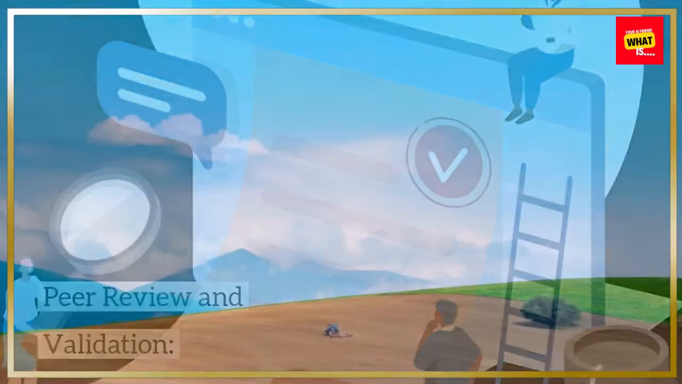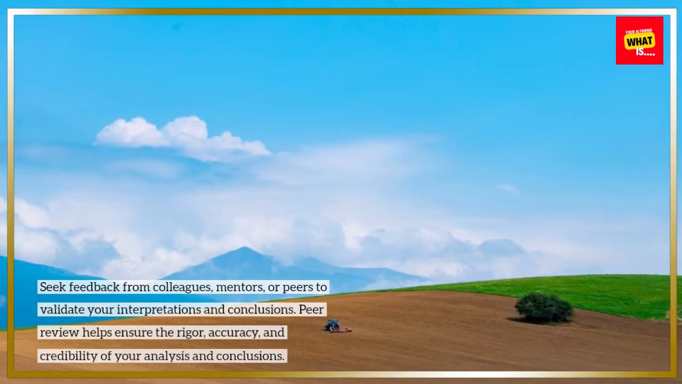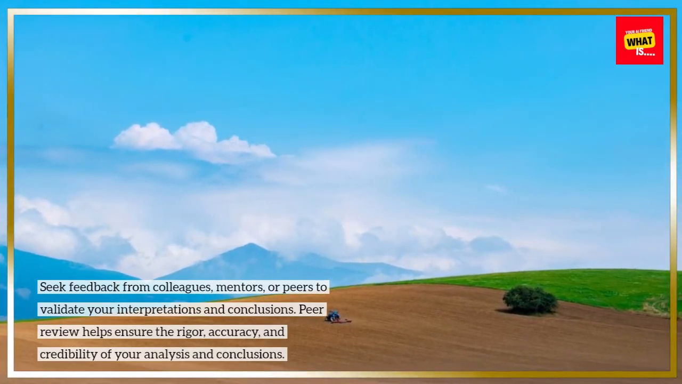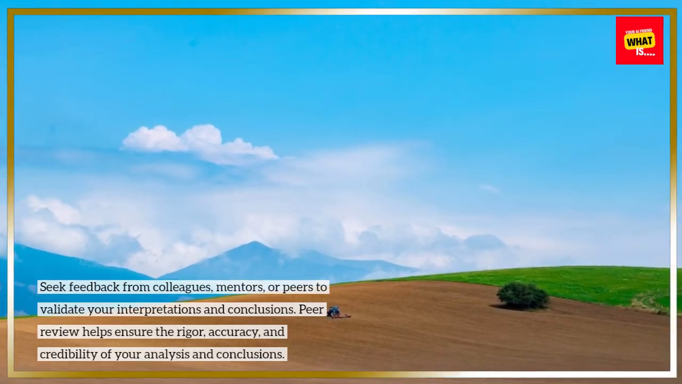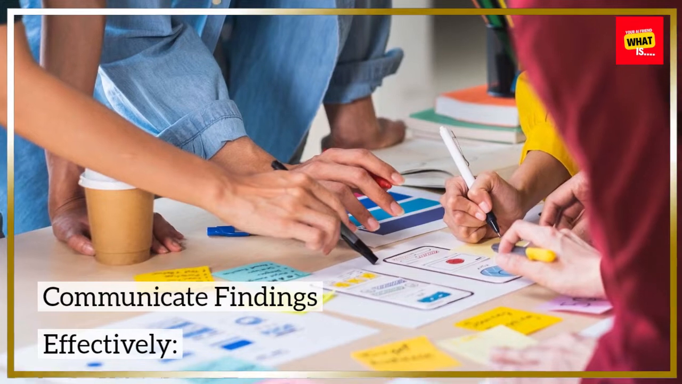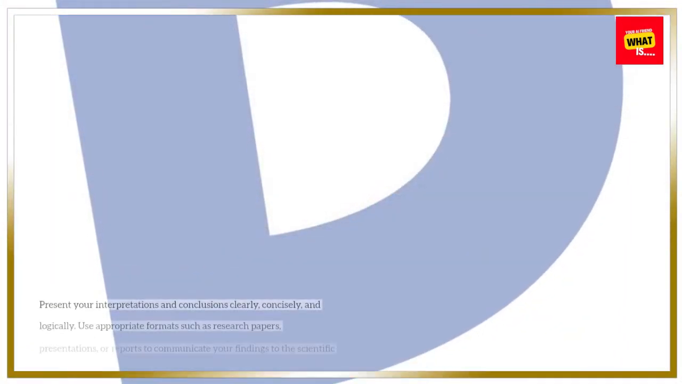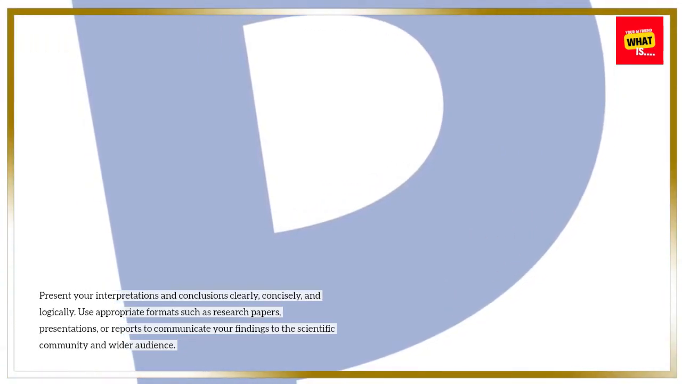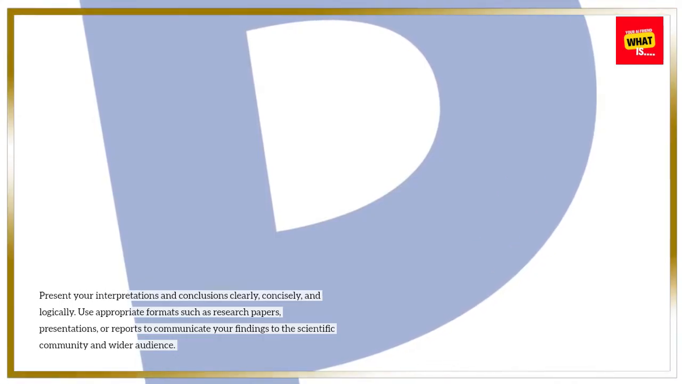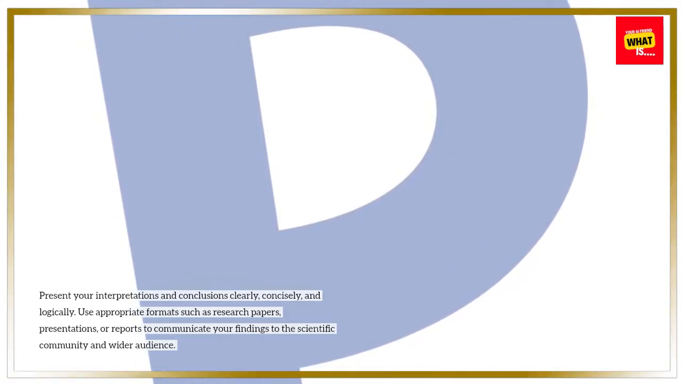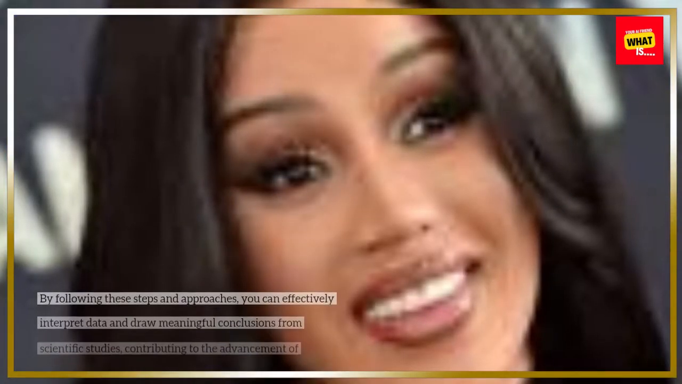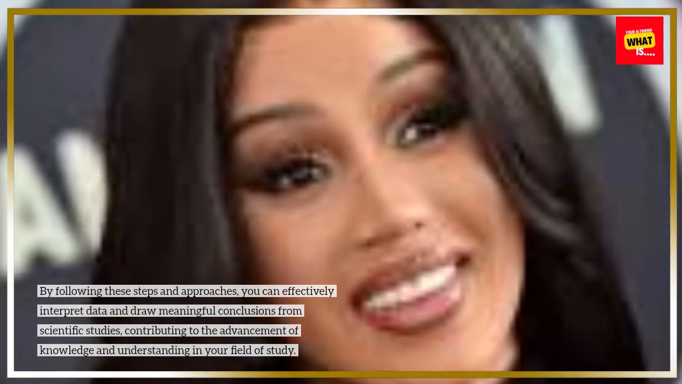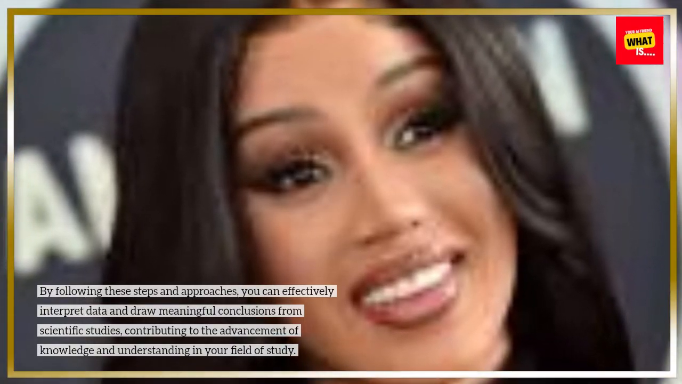Peer review and validation. Seek feedback from colleagues, mentors, or peers to validate your interpretations and conclusions. Peer review helps ensure the rigor, accuracy, and credibility of your analysis and conclusions. Communicate findings effectively. Present your interpretations and conclusions clearly, concisely, and logically. Use appropriate formats such as research papers, presentations, or reports to communicate your findings to the scientific community and wider audience. By following these steps and approaches, you can effectively interpret data and draw meaningful conclusions from scientific studies, contributing to the advancement of knowledge and understanding in your field of study.